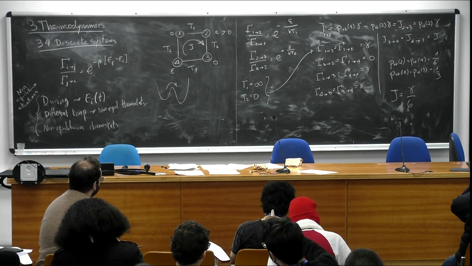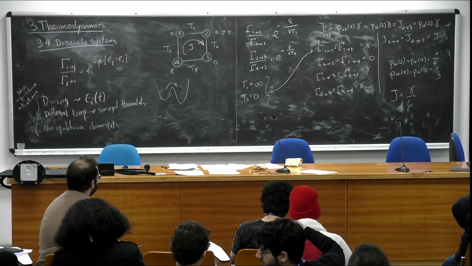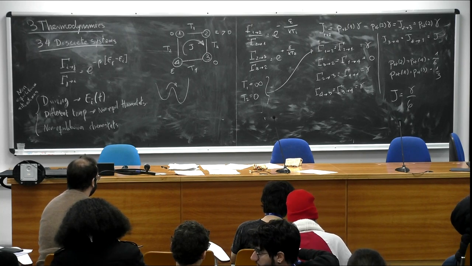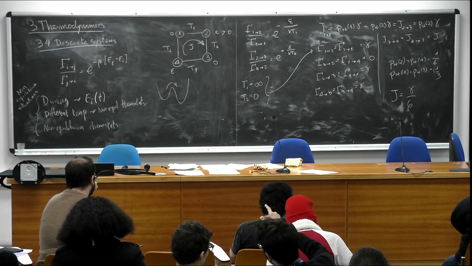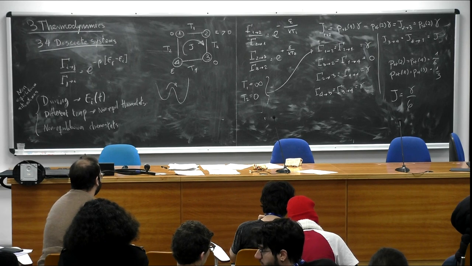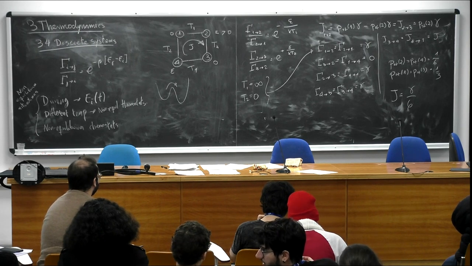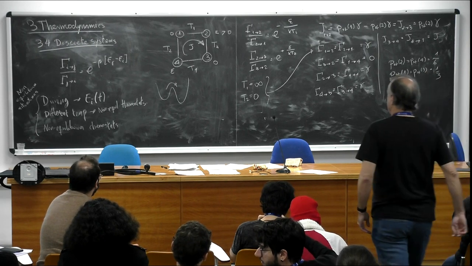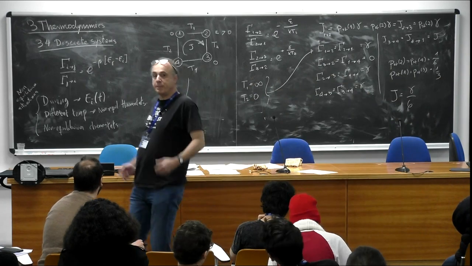Why does it occur with the rate gamma and not instantaneously? Because I see that 1, 2 and 2, 1 has an infinite temperature. So the rate between the transition... Yeah, this is a good question. Well, it depends on the nature.